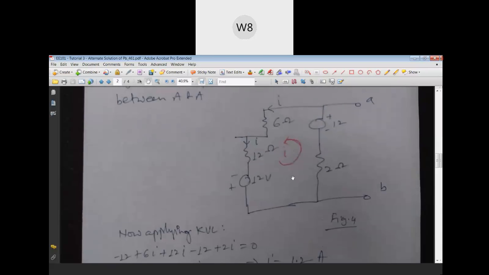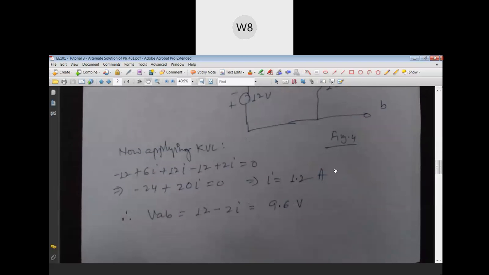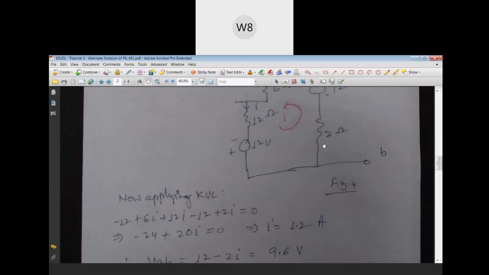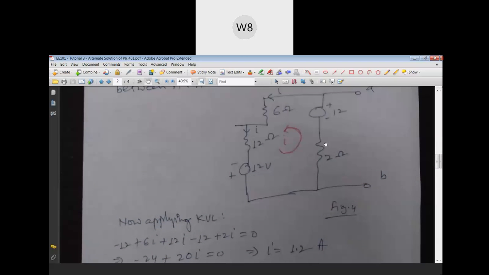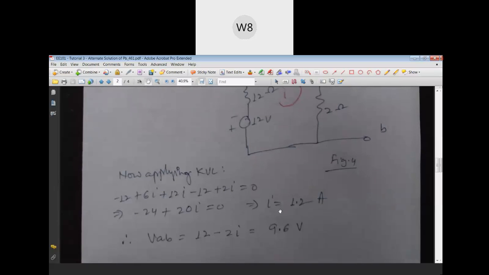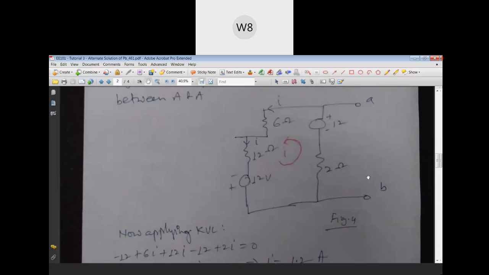So once we know I, we can find out the voltage drop across this 2 ohm resistor, which will be minus 2.4 volts. So this voltage, when added to 12 volt, gives rise to a net voltage of 9.6 volt. So this is the Thevenin voltage between node A and B, found out very easily with the help of symmetry.